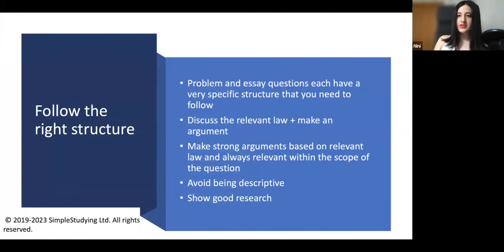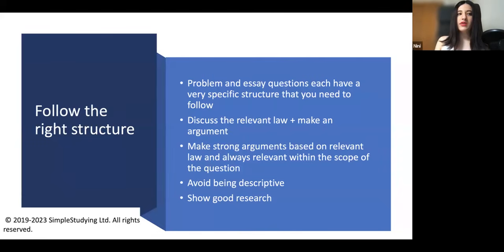First of all, I'd like to remind you about the right structure on how to answer the problem question. It has a very specific structure, and it's very, very important that you follow that. Firstly, you have to discuss the relevant law and make an argument. You have to make strong arguments based on the relevant law and always relevant within the scope of the question.